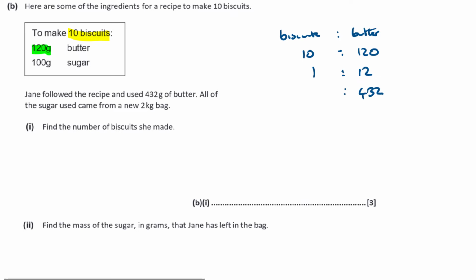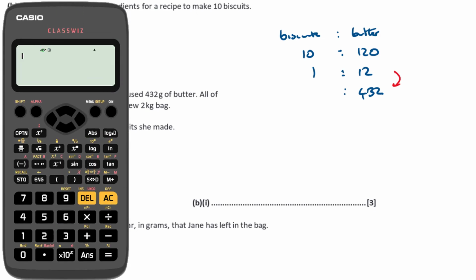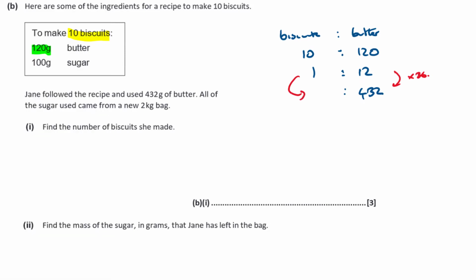Let's do that in red. So how many times does 12 go into 432? I'm just going to divide one by the other. So 432 divided by 12, that goes in 36 times. So I'm scaling up my biscuit recipe 36 times, which means it is going to be making 36 biscuits. So that should be 36 there. So find the number of biscuits she made. I think that's 36.